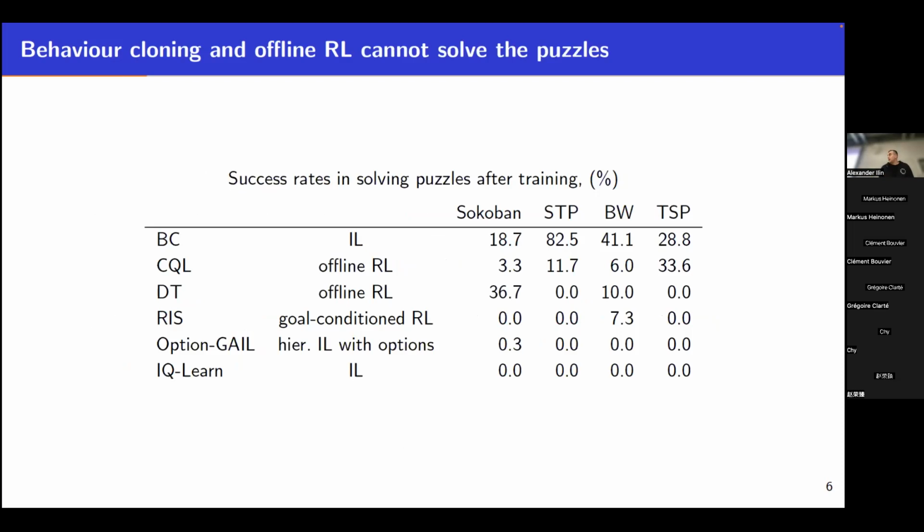But if we apply those to our setup, we see that this doesn't really work very well. So we cannot really solve the puzzles. With behavior cloning, we can solve, let's say, 82% of the Sokoban instances. So it doesn't really work. In order to solve these puzzles, it seems that you really need to understand the high-level goal. For example, you need to know that in the traveling salesman problem, you need to visit all the cities one by one and then go back to the starting position.